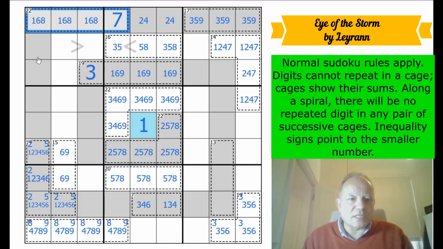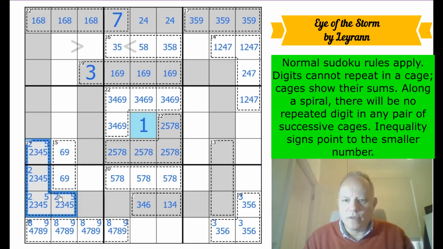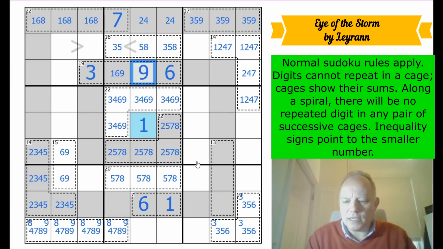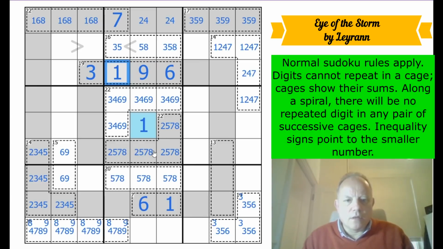Now, 7, 1, 6, 8. No 1 in this 14 cage. It's 2, 3, 4, 5. There we go. So this doesn't have a 3 or a 4 in it. So it's a 6, 1 pair, which we can fill in. That becomes a 9, I think. Yes, 6, 1. 6 now can't be in those cells. 7 can't be in those or that. This can't be a 6.